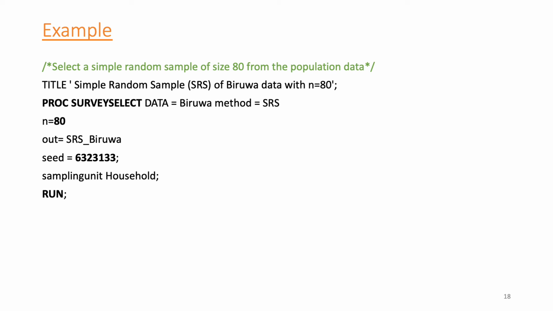To do that, I will use the proc surveyselect function, where data will be my birua, and the method I use to select 80 samples is SRS, and a small n, that is the sample clusters, is equal to 80, and I need the output data as SRS underscore birua, and my sampling unit here is household, and then run.